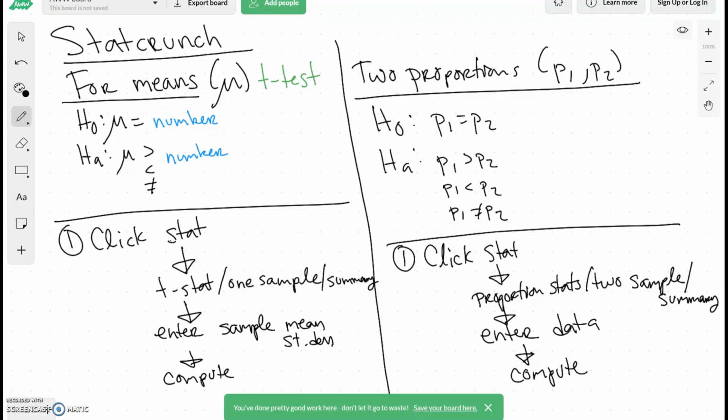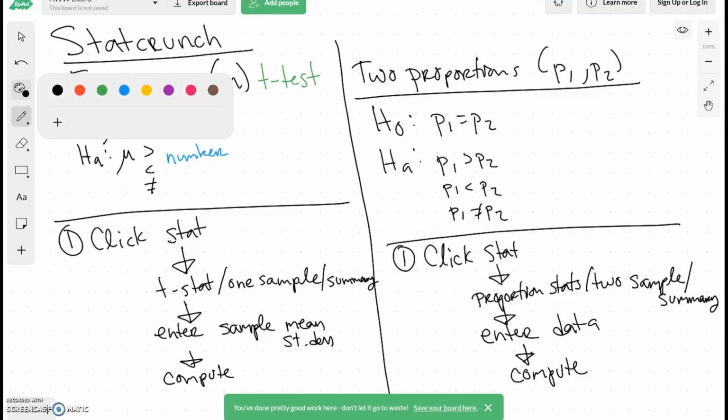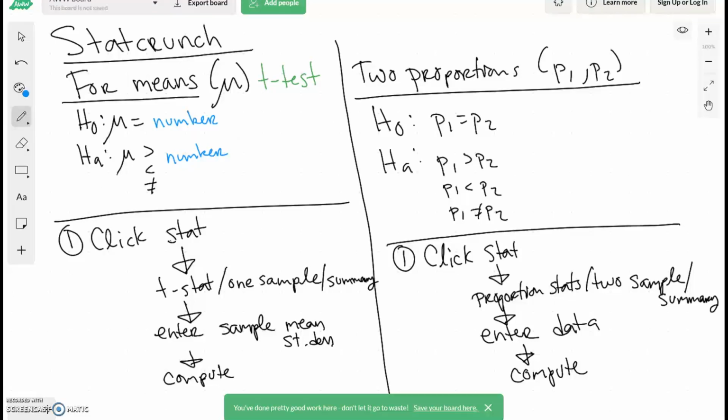This is just a quick video on how to use StatCrunch. Notice that we use StatCrunch for two different things. We use one for means. So in the question, I will say the word means, and this is what you're going to be using. This is what we call the t-test.